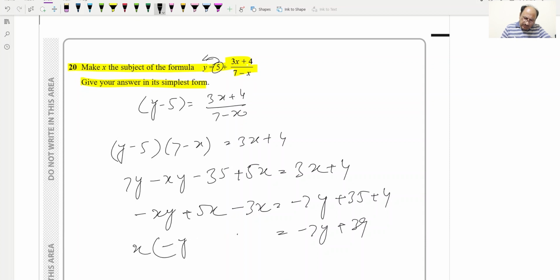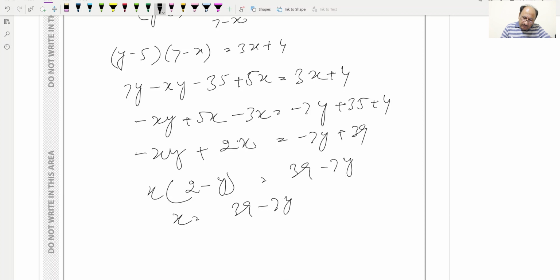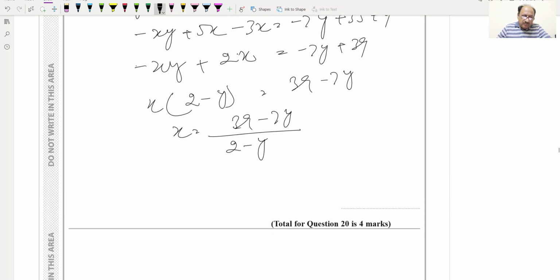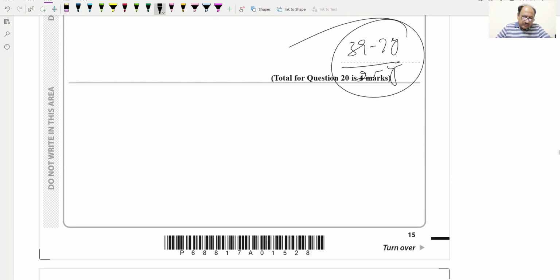We can basically add these two first, so it will be minus xy and plus 2x, and further we can take x common, so it will be 2 minus y is equal to 39 minus 7y, and x will be equal to 39 minus 7y divided by 2 minus y. Now this is the final answer. We can provide 39 minus 7y over 2 minus y. This is x in terms of y.